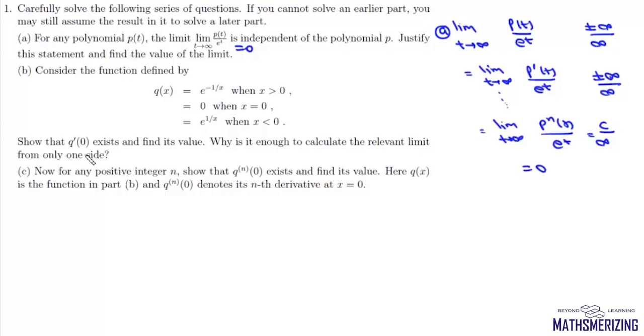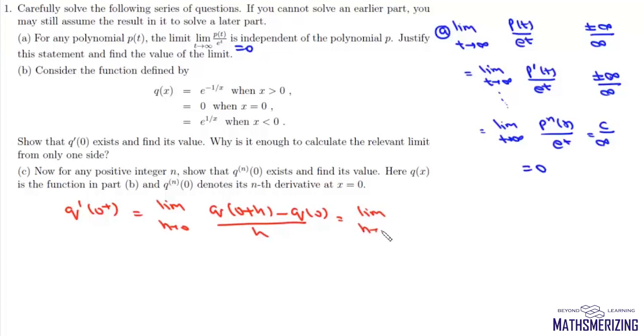Now part B is, show that q dash 0 exists and find its value. And why is it enough to calculate the relevant limit from only one side? Now we'll find q dash 0 positive. Now q dash 0 positive will be the limit as h tends to 0 of q(0 plus h) minus q(0) upon h. Now q(h), when x is greater than 0, is simply e to the power minus 1 by h. q(0) is 0 and here it will be this h.